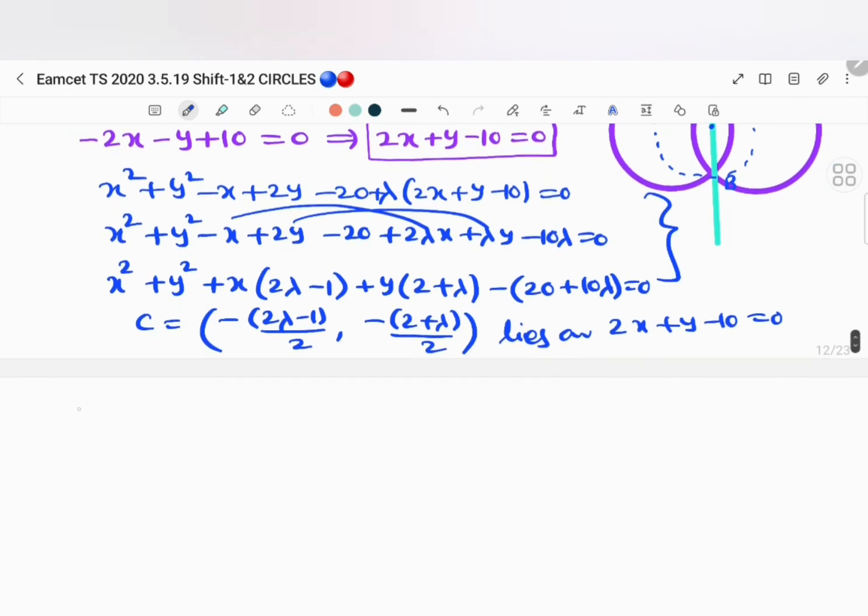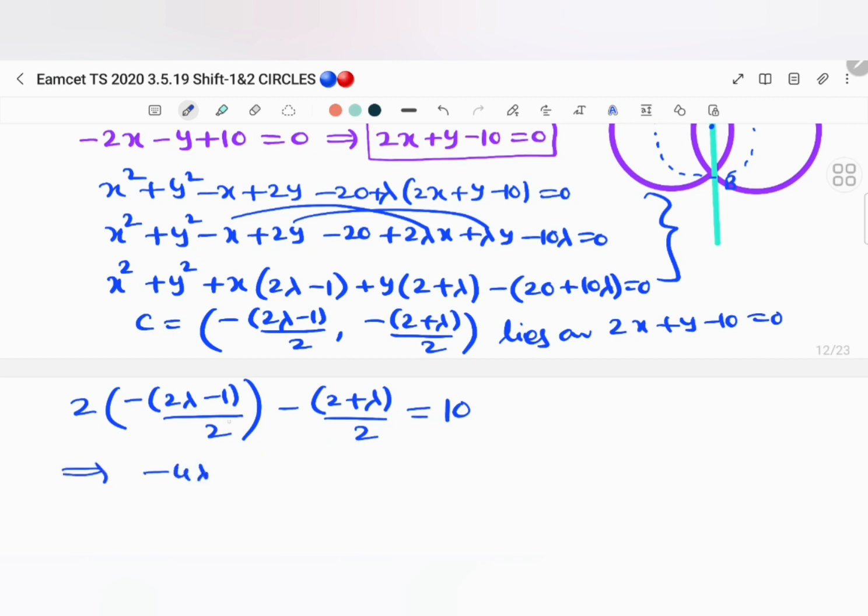So substitute: 2 times minus (2 lambda minus 1) by 2, minus (2 plus lambda) by 2, minus 10, and we can take the 10 to this side as plus 10. Taking the LCM 2, in the numerator we get minus 4 lambda plus 2 minus 2 minus lambda is equal to 20. So minus 5 lambda is equal to 20, that implies lambda is equal to minus 4.